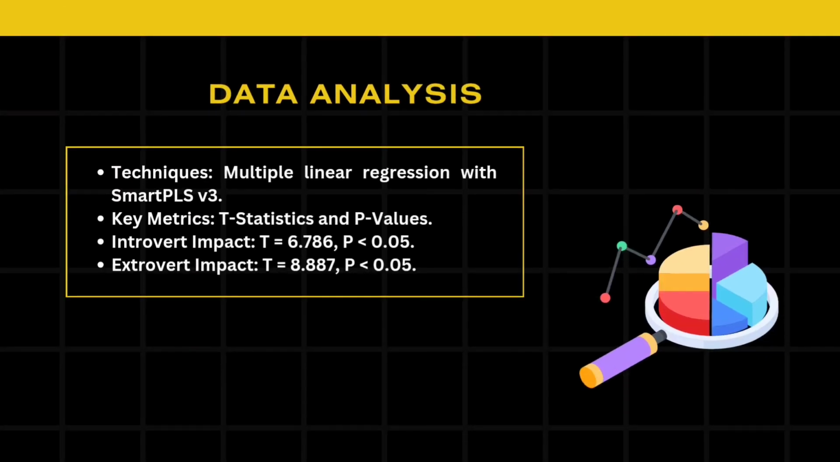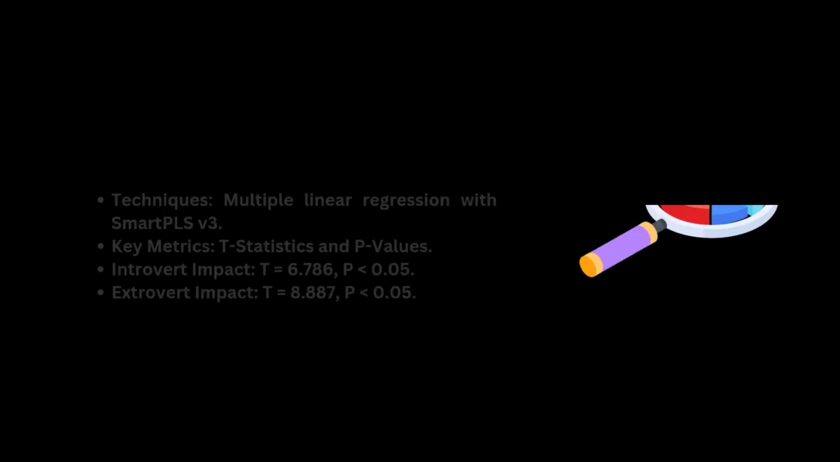Next, data analysis. Data analysis was conducted using multiple linear regression with SmartPLS 3. Key metrics were highlighted: the t-statistics and p-values for both introverted and extroverted traits. For example, introverts had a t-statistic of 6,718.6 and extrovert scores 8,818.7, both showing significant impacts on learning interactions.